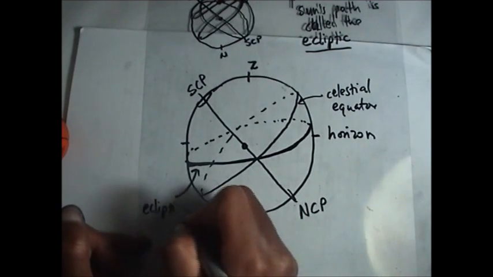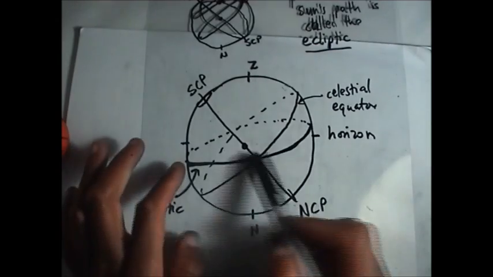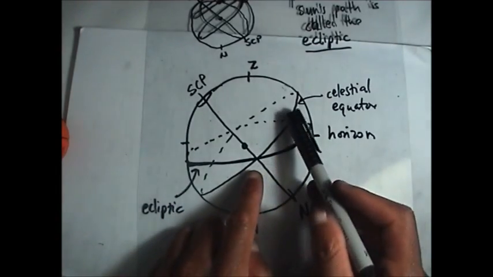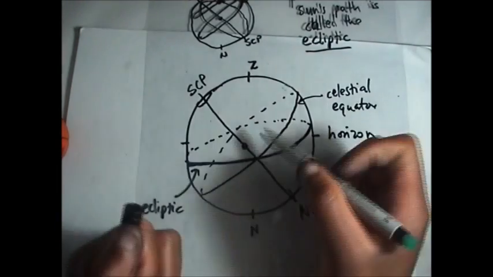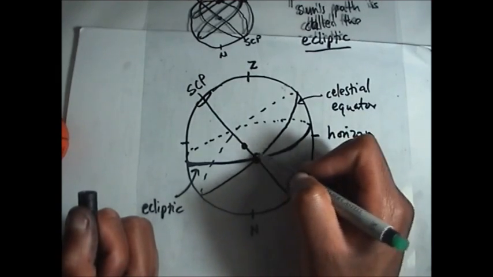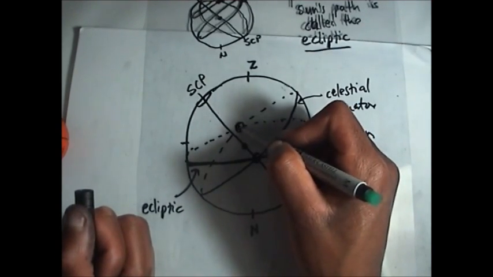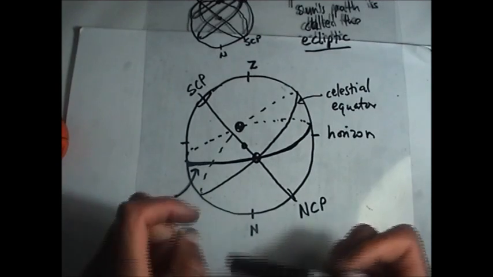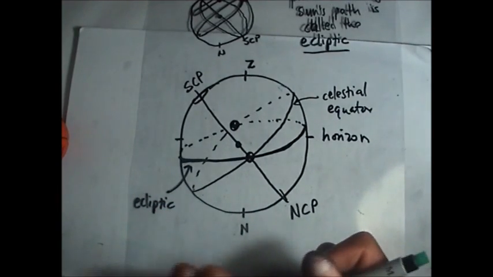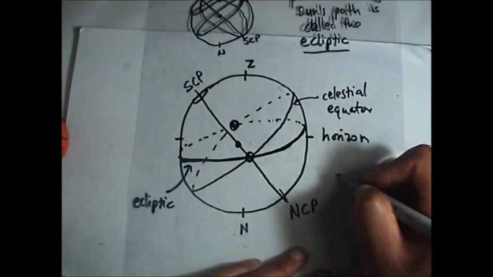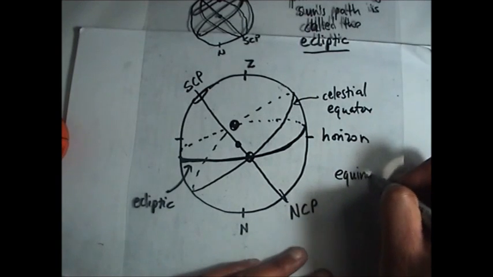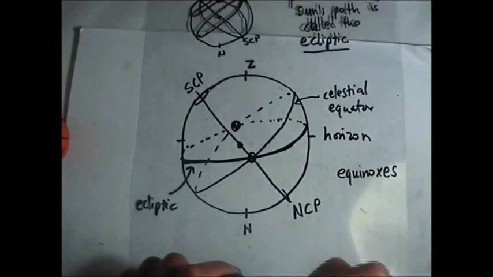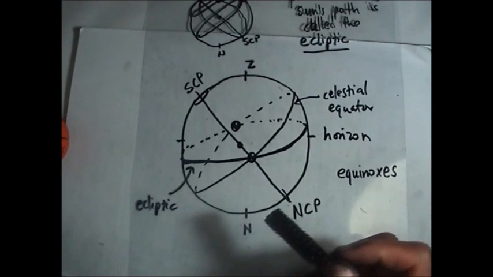Ecliptic, the path of the sun. That ecliptic, that great circle, cuts the celestial equator at 2 points. As you can see, it cuts the celestial equator at this point and at the point behind there. Those are the 2 points where it cuts, and they are given a special name. Together, they are called equinoxes.